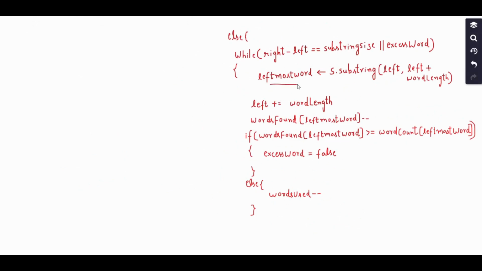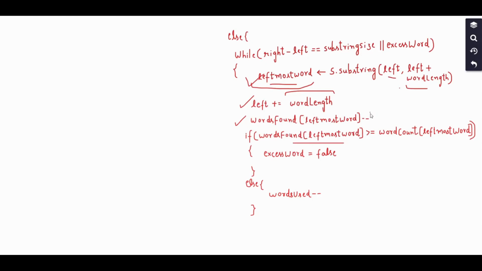So this is the leftmost word. I take each word starting from the left pointer of the length word length, and I move my pointer left by word length, and I decrement the current word which I have in this substring. So I'm extracting this word out of my current window, until I make sure that I do not have any repeating word in my window. So that's what I'm checking here.